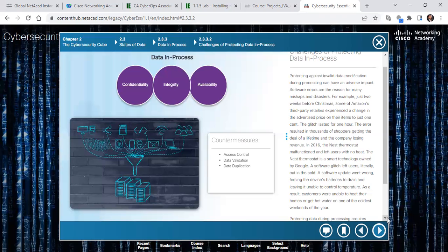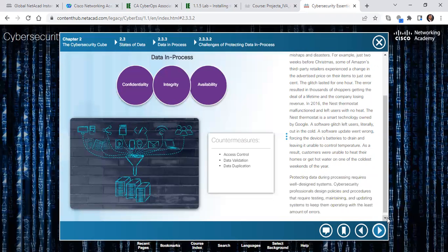So the glitch lasted for 1 hour. The error resulted in thousands of shoppers getting the deal of a lifetime and the company losing revenue. So in 2016, the Nest thermostat malfunctioned as well and left users with no heat. The Nest thermostat is a smart technology owned by Google.